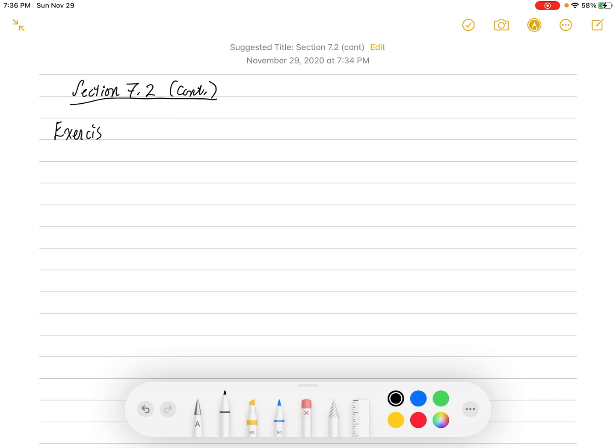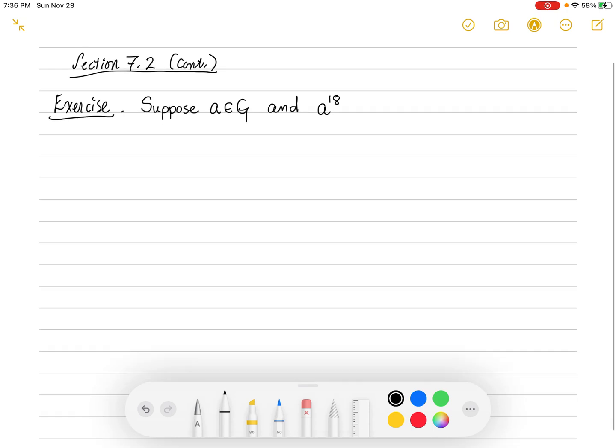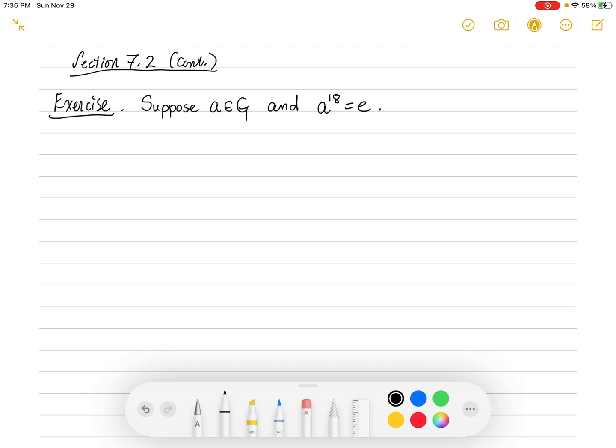So here's an exercise. Let's suppose A is an element of a group G. And when we raise A to the 18th power, in other words, A together a bunch of times, we have 18 copies of A, and that gives you the identity. A to the 18th equals identity. So suppose this happens. What are the possible orders of A?